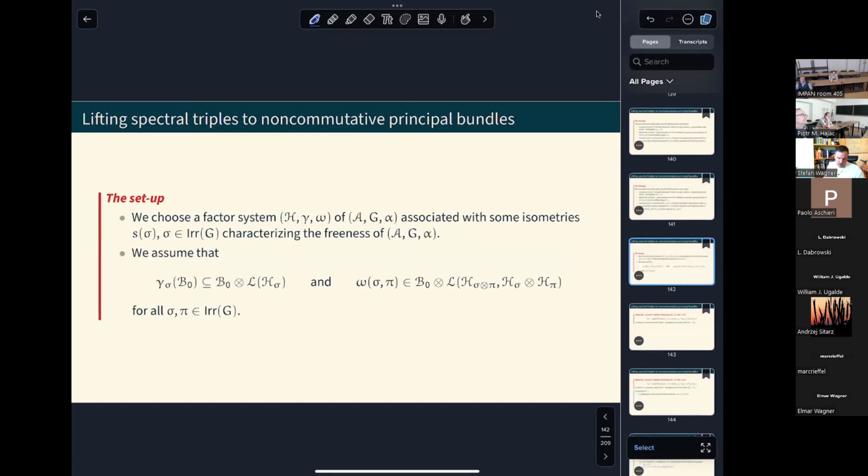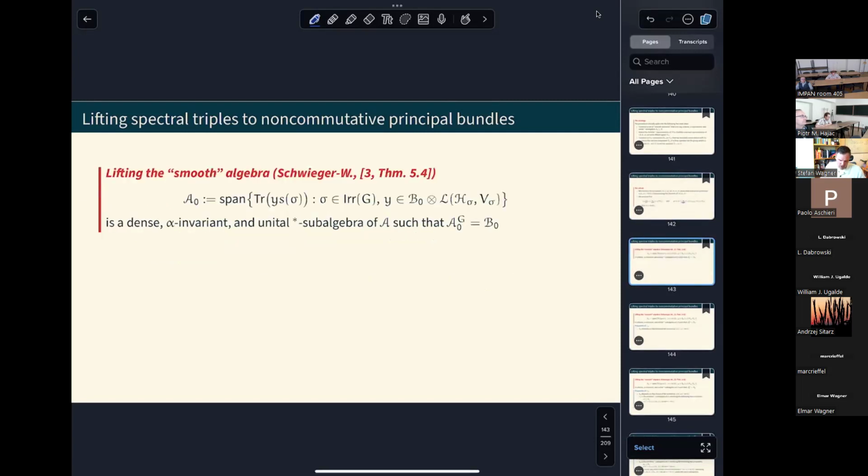All right. In the setup, what you do is you choose a factor system associated with some isometries. So the whole construction depends on a set of isometries somehow. So it would be interesting to know how much it depends on the isometries. And you also assume that the factor system respects the B0, in the sense that it maps B0 into B0, and also that the elements W actually lie in B0. So this is one of the assumptions we use.